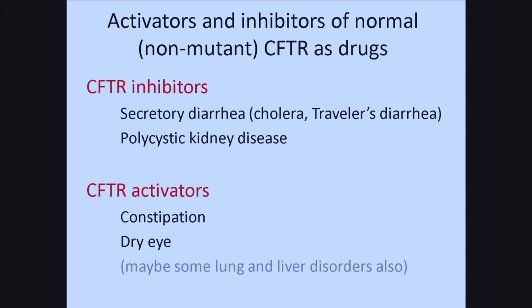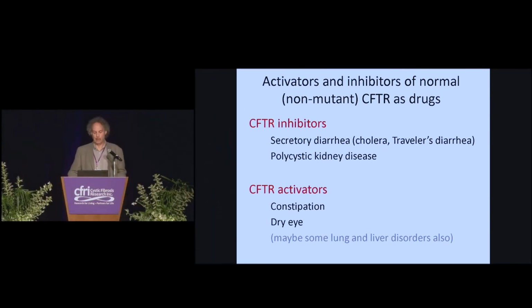So what are they good for besides being research tools? Well, inhibitors, based on what I said earlier, are potential therapeutics for secretory diarrhea, the most severe being cholera, and several other types of diarrhea. They are also useful for autosomal dominant polycystic kidney disease. In contrast, activators of the normal CFTR are useful for constipation, the opposite of diarrhea, dry eye, and maybe some other disorders.